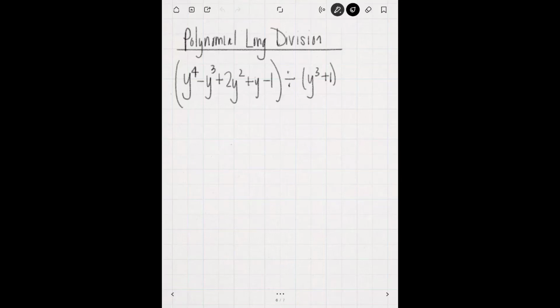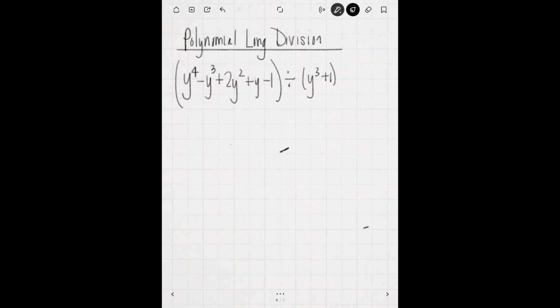Okay, so this lesson is going to be about how to do polynomial long division. So I pulled a couple problems from your homework assignment to give you a couple examples. First one says y to the fourth minus y cubed plus 2y squared plus y minus 1, all divided by y to the third plus 1. So the first thing you want to do is set this up like a long division.